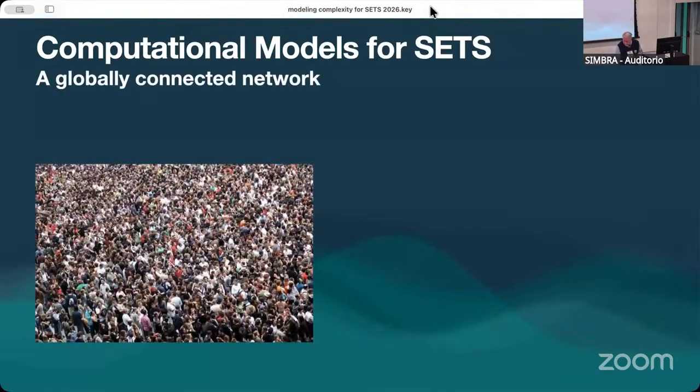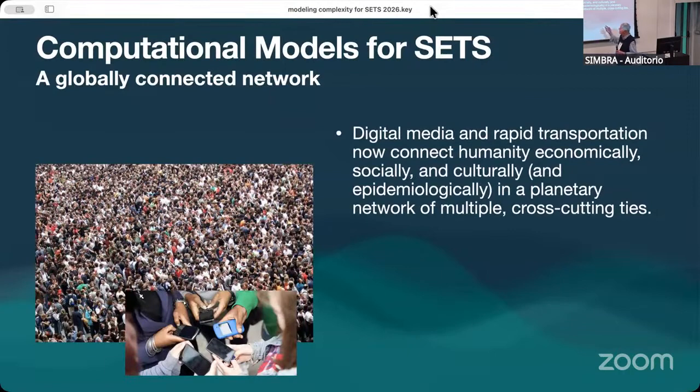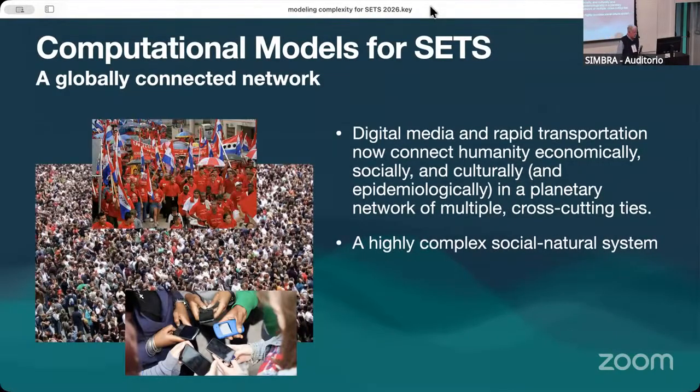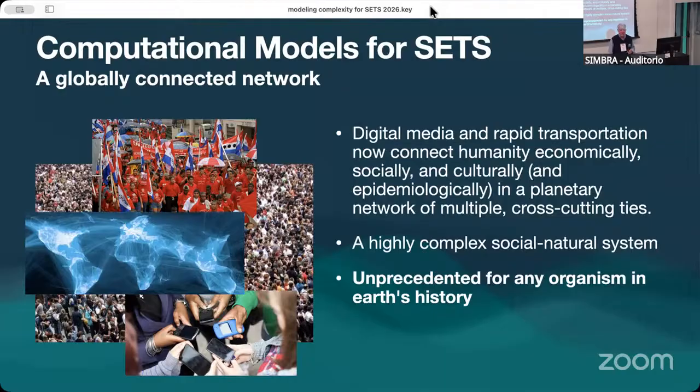So we now live in this globally connected planetary network, and digital media, what we're doing today right here, and rapid transportation, which didn't seem very rapid, it was a long flight, but it was actually pretty fast to get here, connect humanity across the planet economically, socially, culturally, and epidemiologically, as we know from recent years, in this planetary network of multiple cross-cutting connections. This makes this a really complex socio-natural system. And I have to say, no other organism has ever done this. We have potentially access to every other person on the planet in real time, 8 billion people. That's hard to imagine, right?